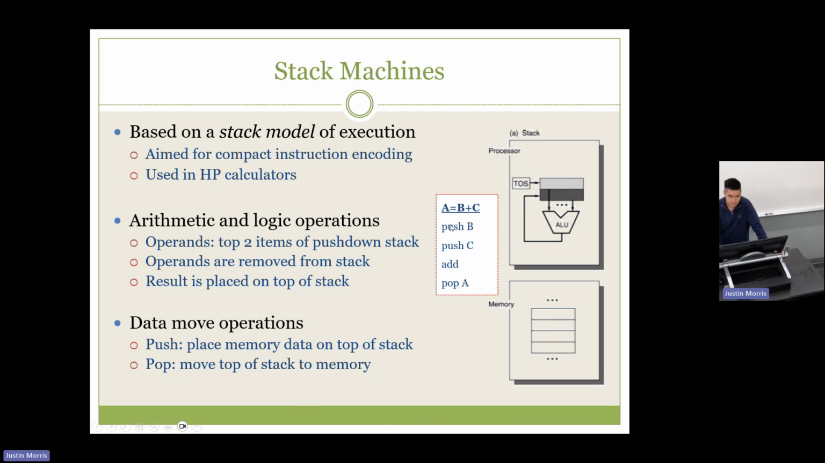So like if I wanted to do A is B plus C, so we push B, push C. So now B and C are the top two operands. I just say add, right? And then that's going to add the top two operands, which are B and C. And then if I wanted to write that result to memory where the memory location is A, then pop A. So the stack architecture is pretty simple, right? And the main thing for it is this compact instruction encoding, because I don't need to specify any operands.